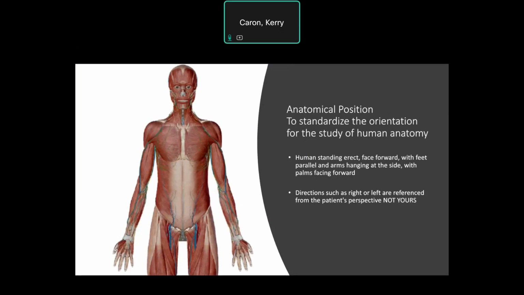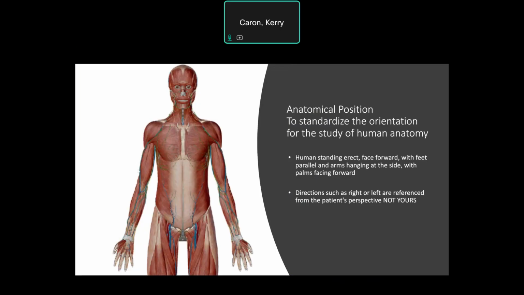Okay, anatomical position. This is very, very important for you to know, and you are going to need to know the correct right and left when you label things. So very, very important for you to know. When we say anatomical position, we're talking about a human standing erect, face forward, feet parallel, arms hanging toward the side, palms facing forward. The right and left is their perspective. So it's their right, their left, not yours.